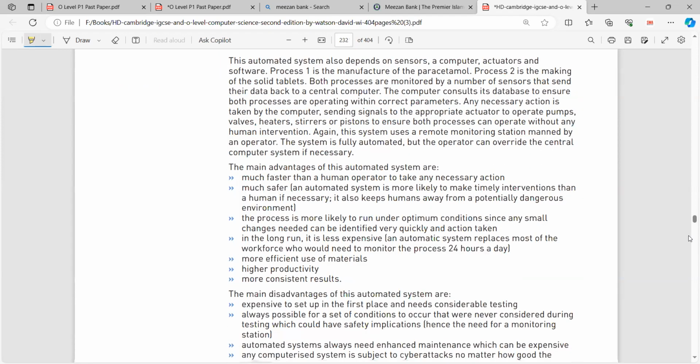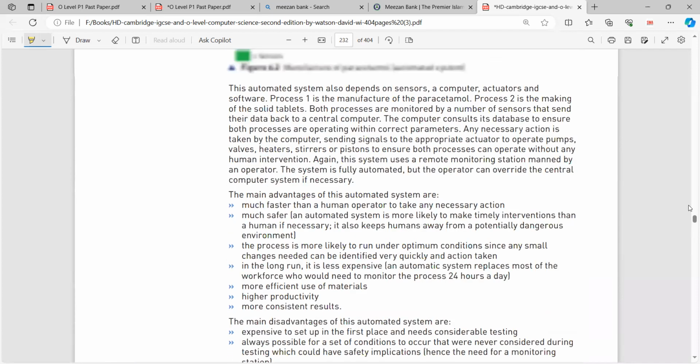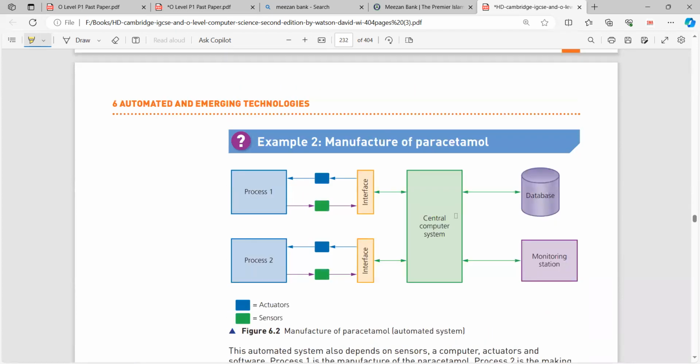Similarly, within the same industry, I have another example: the manufacture of paracetamol. But see, there's one thing in common. You have a central computer system. It is connected to a database. The database's job is that all the data that is stored will keep being recorded there. The second thing is that you have this monitoring station. With the monitoring station, you have your interface. Inside the interface, this green button actually stands for sensors and this blue stands for actuators.